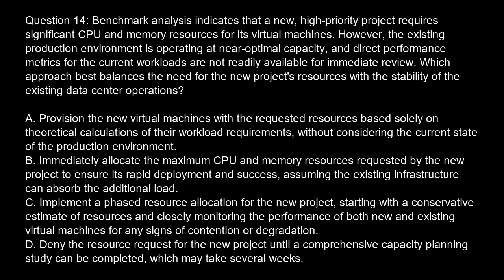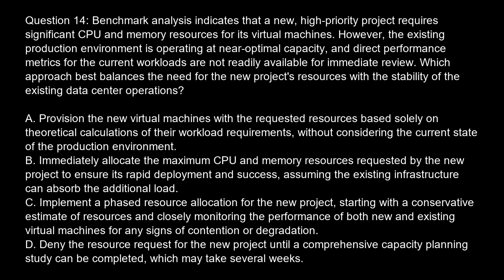Question 14. Benchmark analysis indicates that a new, high-priority project requires significant CPU and memory resources for its virtual machines. However, the existing production environment is operating at near-optimal capacity, and direct performance metrics for the current workloads are not readily available for immediate review. Which approach best balances the need for the new project's resources with the stability of the existing data center operations?